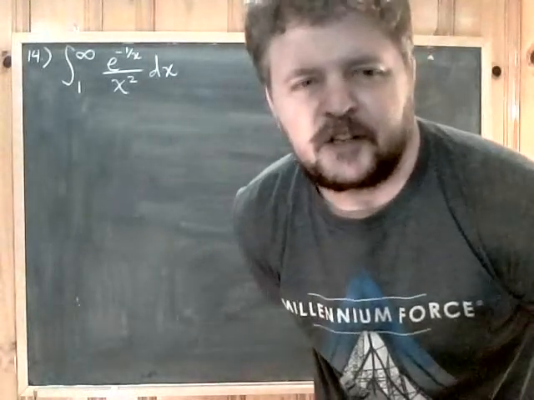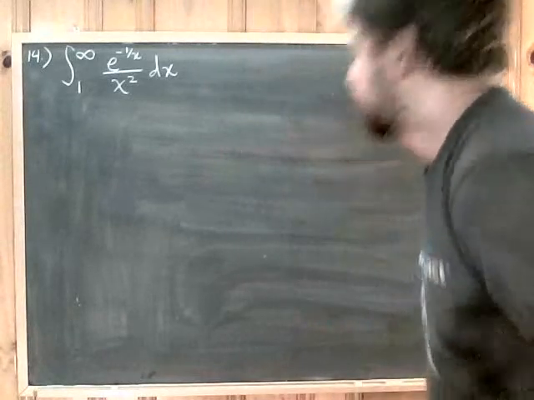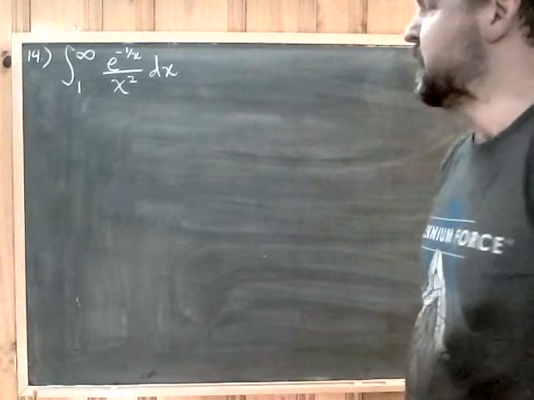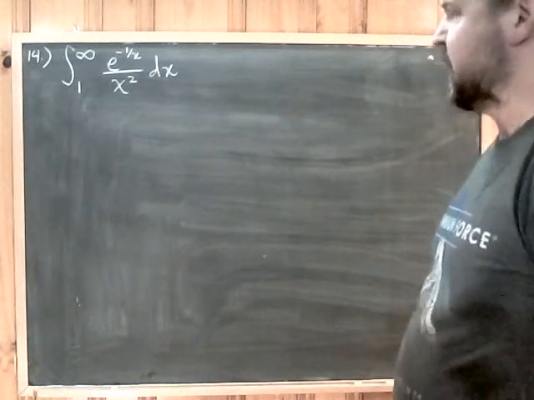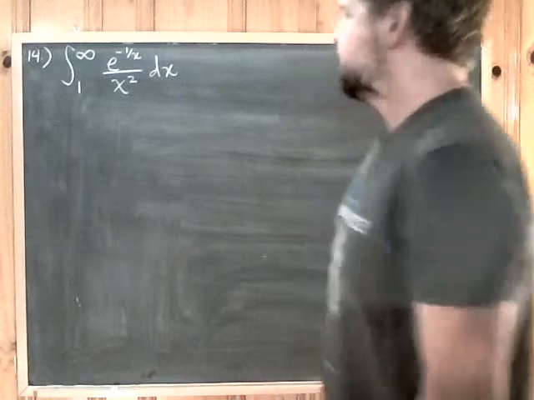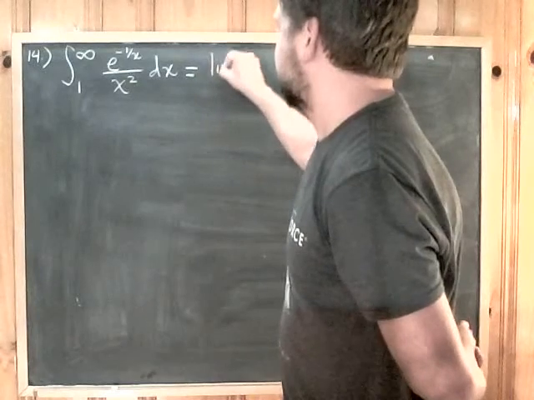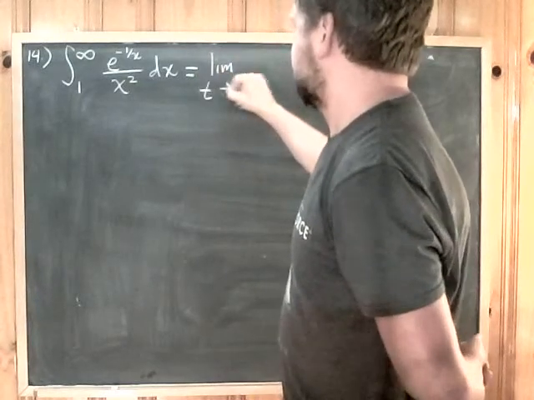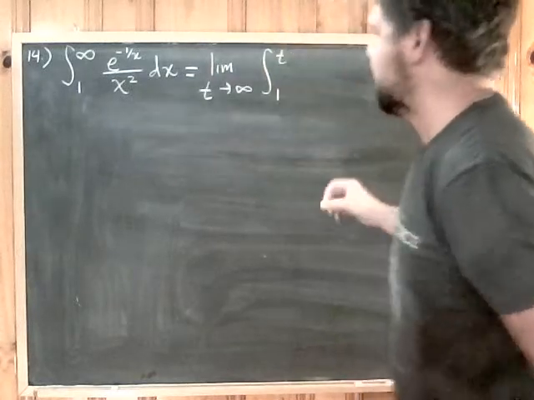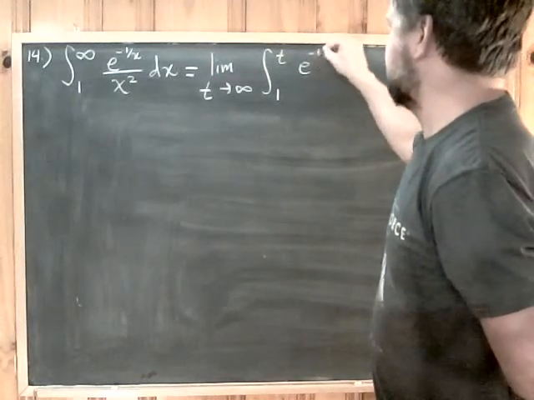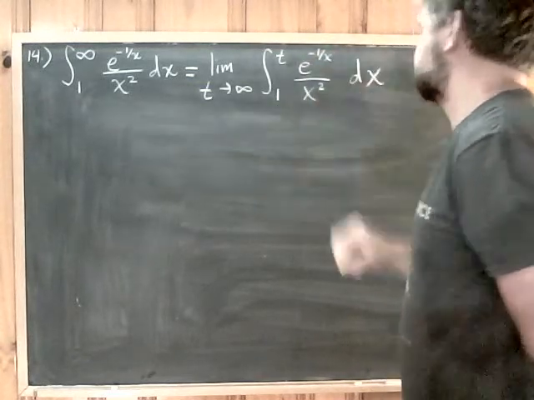Okay, here's number 14, even number problem, but it's a good one. So it has the integral from 1 to infinity of e to the negative 1 over x, all over x squared dx. So it's another u substitution, but first let me write the limit form. Limit as t goes to infinity, 1 to t, e to the negative 1 over x divided by x squared dx.